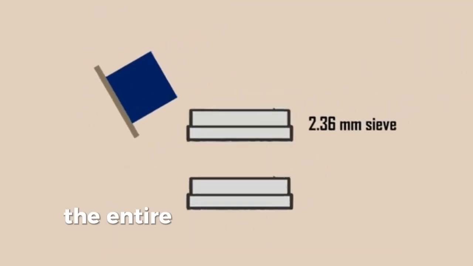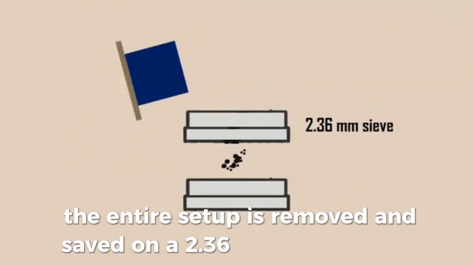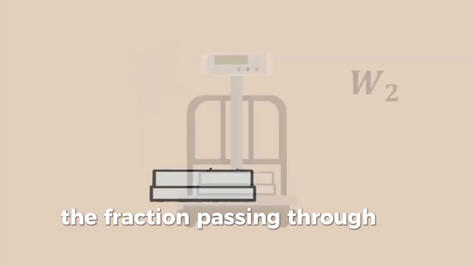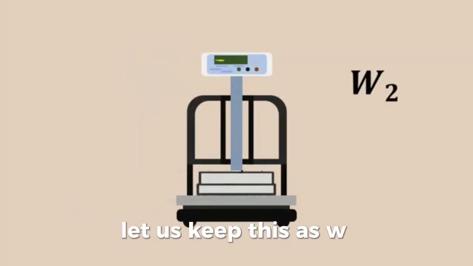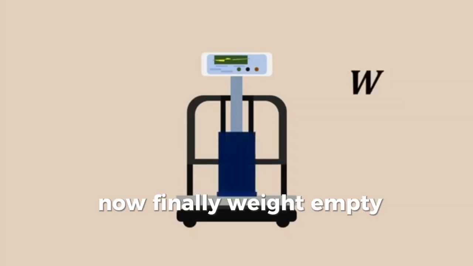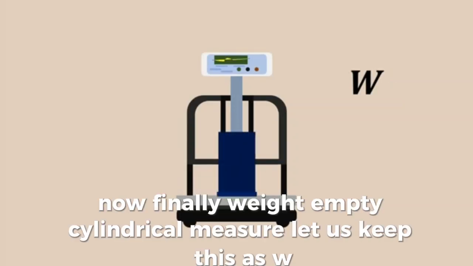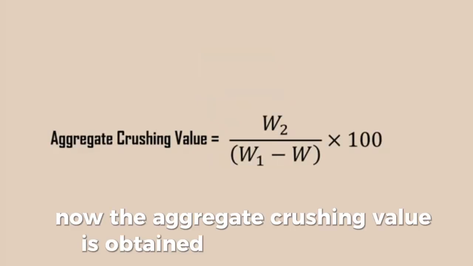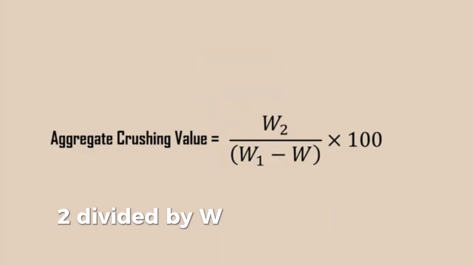Later, the entire setup is removed and sieved on a 2.36 mm sieve. The fraction passing through the sieve is weighed. Let us keep this as W2. Now, finally, weigh the empty cylindrical measure. Let us keep this as W. Now, the aggregate crushing value is obtained by the equation W2 divided by W1 minus W, multiplied by 100.